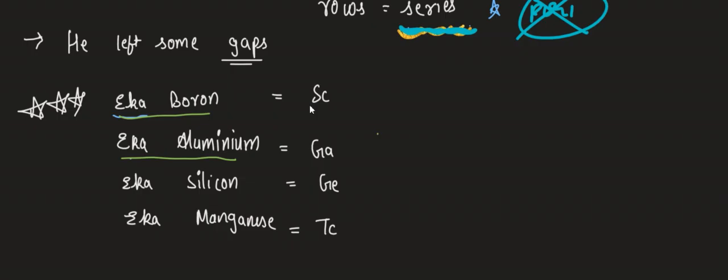Eka boron means what? The gap left after boron. Eka aluminium means what? The gap left after aluminium. Eka silicon means what? The gap left after silicon. Eka manganese means what? The gap left after manganese.